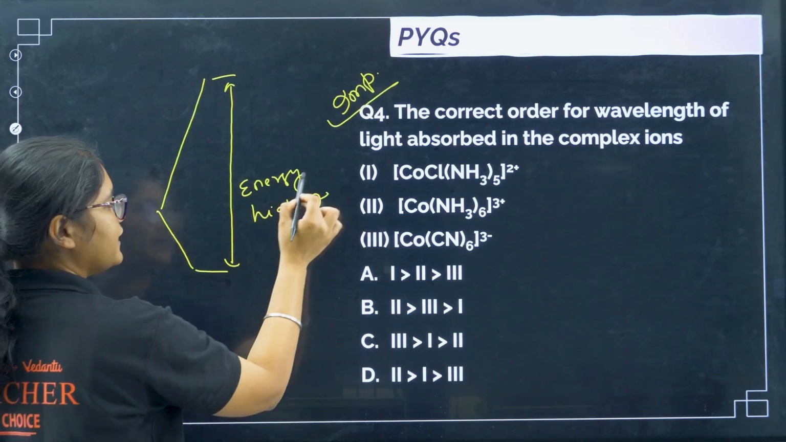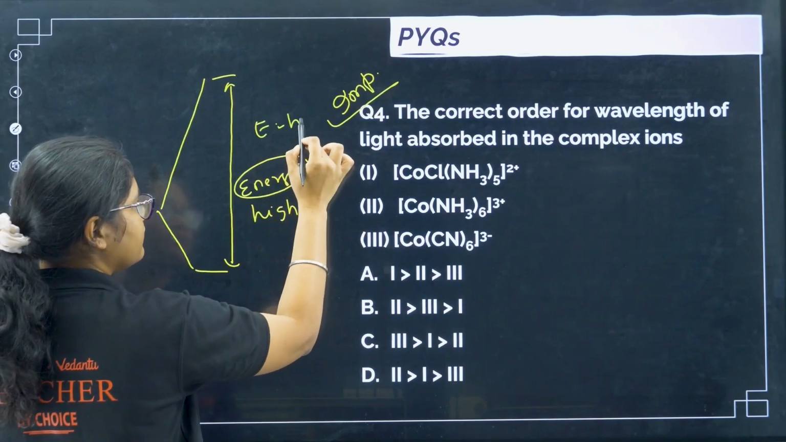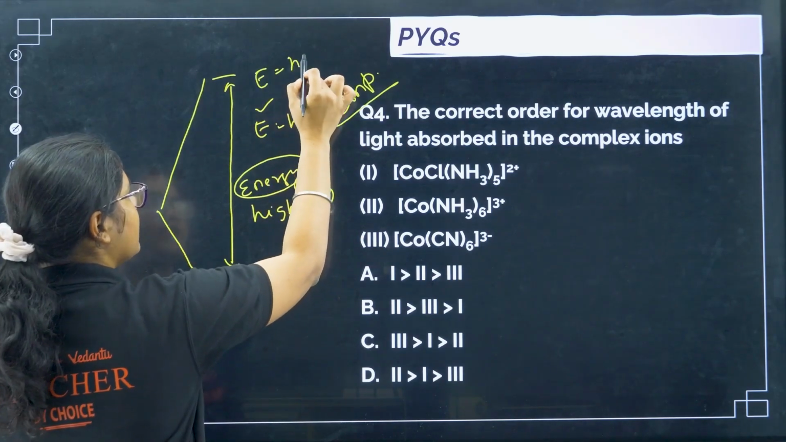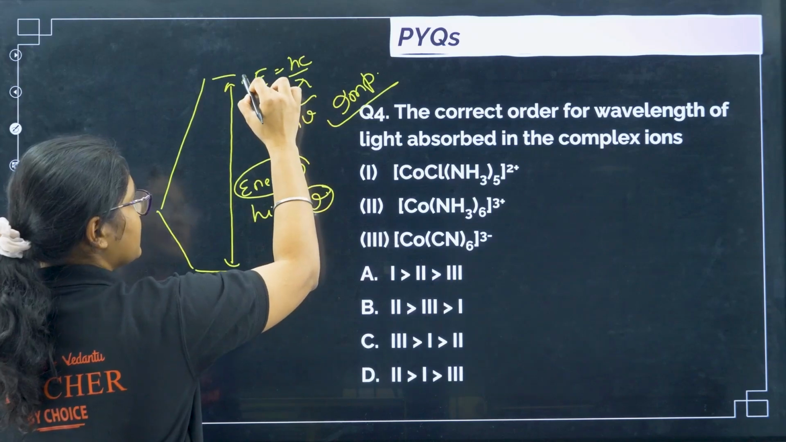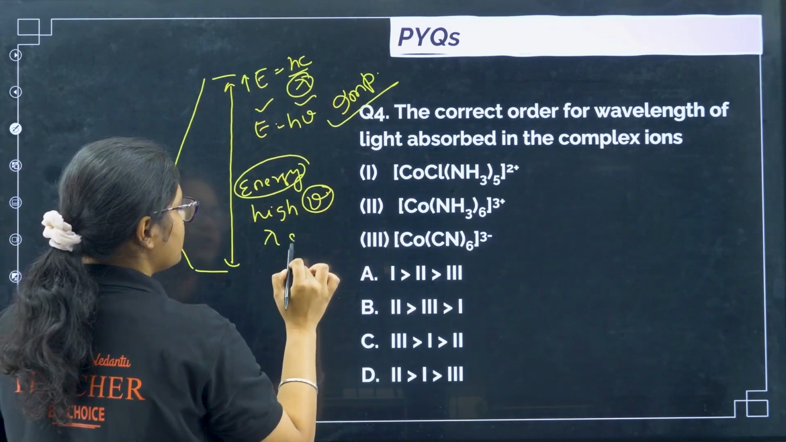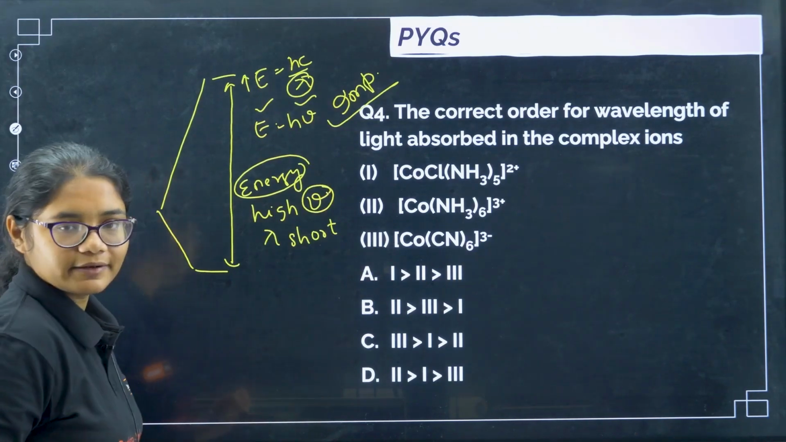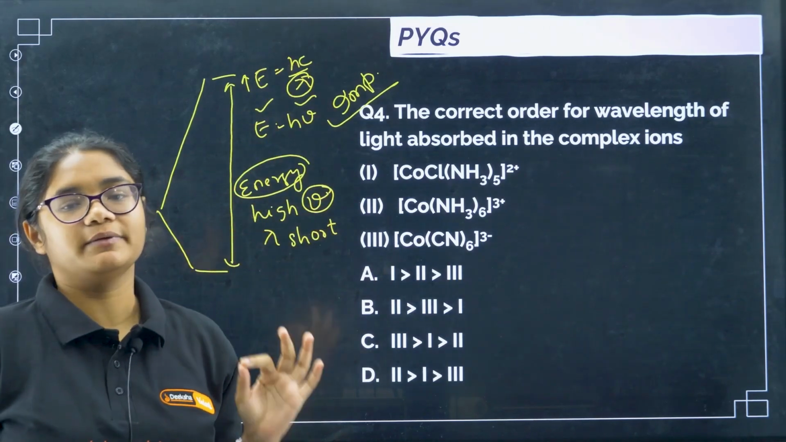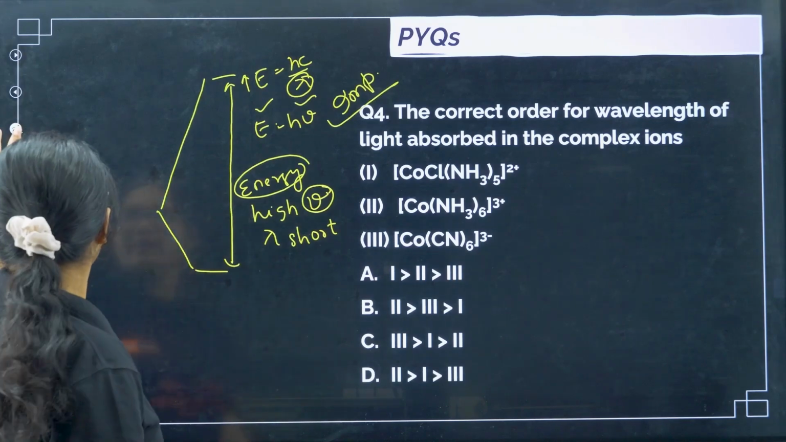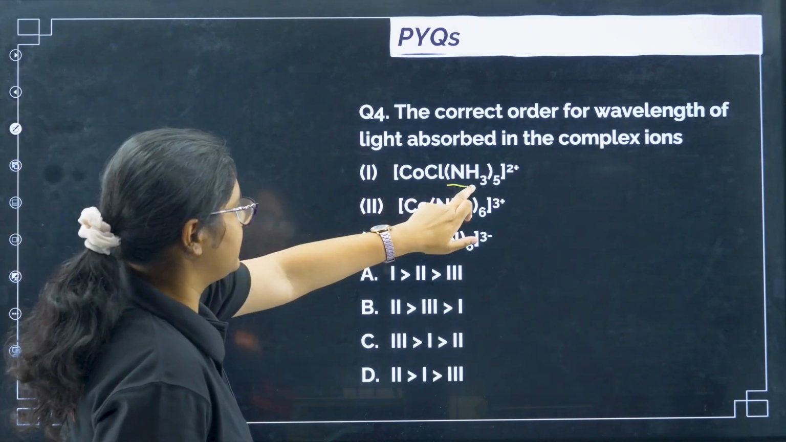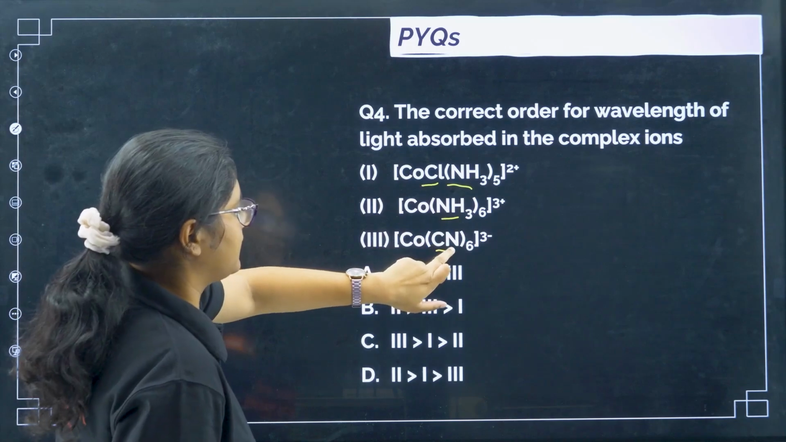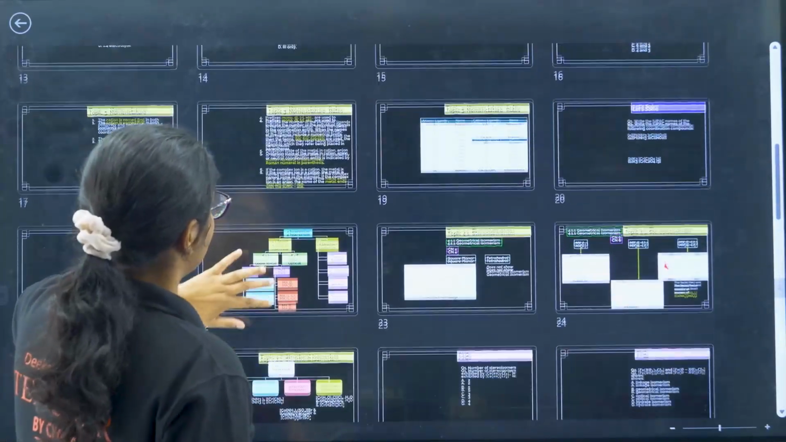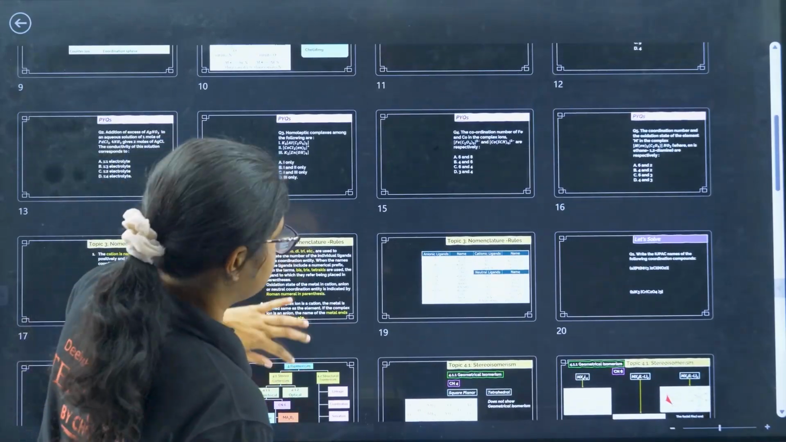High energy light is required, and we know that E is equal to h nu. High energy light means high frequency light, and we also know that E is equal to hc by lambda. So if energy is very high, that means lambda will be short, right? So if the ligand is very strong, light of shorter wavelength will be absorbed. Clear? Now if I arrange the given ligands, we have NH3 and chlorine, here only NH3, here only Cl.